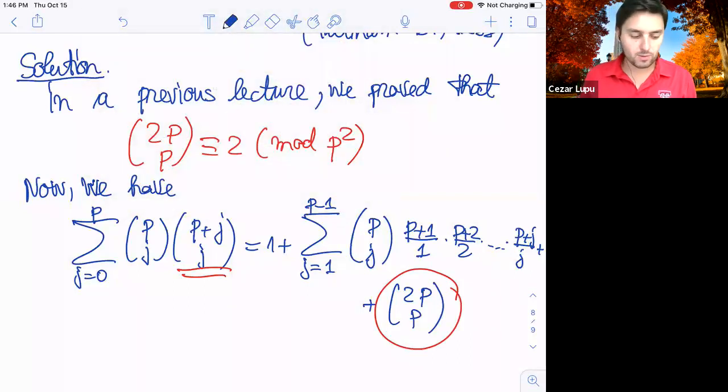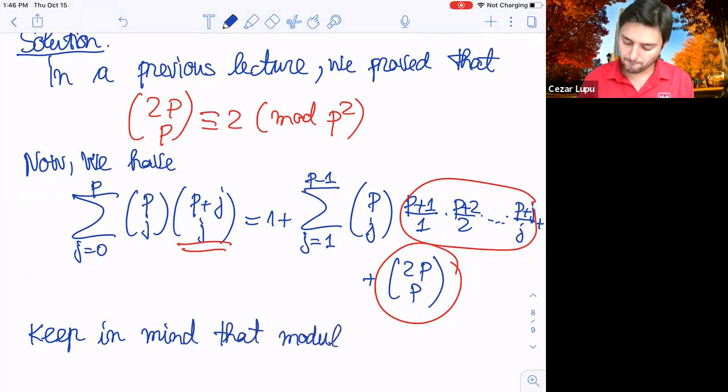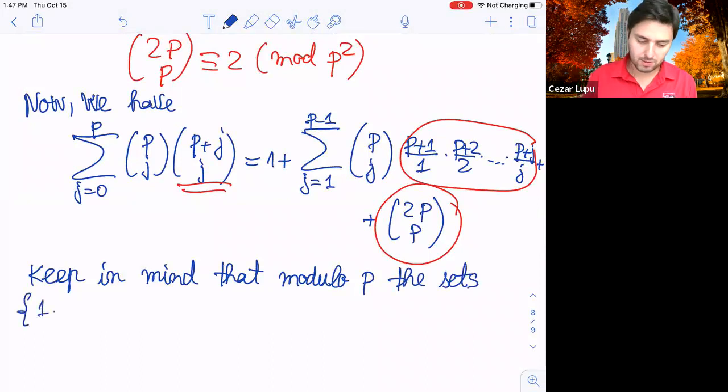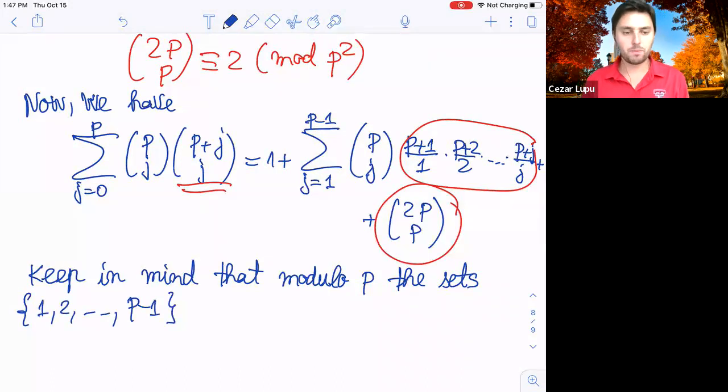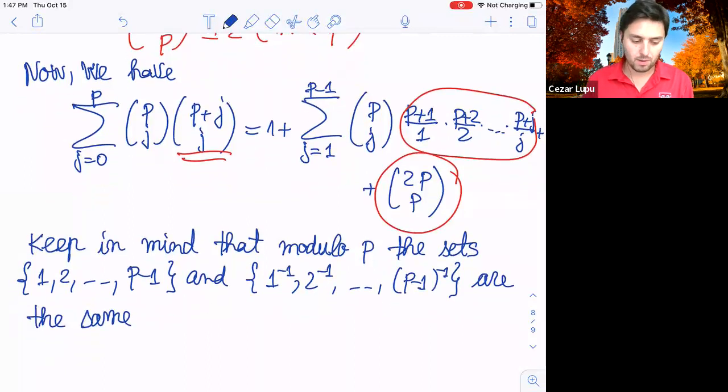So let's keep this in mind because I want to use it at some point. All right, but now let's work a bit with these guys. I want to see what's going on here, especially when I have something in the denominator and I'm working modulo something. So basically I'm talking about the inverses. Now keep in mind that modulo P, this is important, the set from 1 all the way to P minus 1, and the set of 1 inverse, 2 inverse, all the way to P minus 1 inverse, these two sets are the same, right? Where the inverses, keep in mind, are taken modulo P.